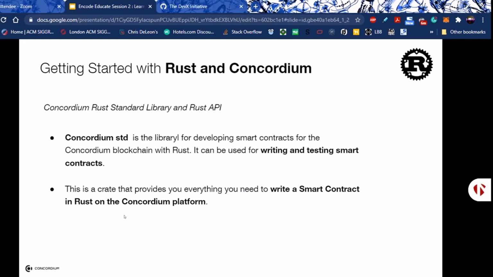To get started with smart contract development in Rust on Concordium, you have the Concordium Std, which is a library, sorry for the typo, which allows you to write and test smart contracts on the Concordium chain. So you get to utilize a lot of the low-level operations that are already there in the Rust language for the wider ecosystem, but you're able to utilize them for smart contract development.